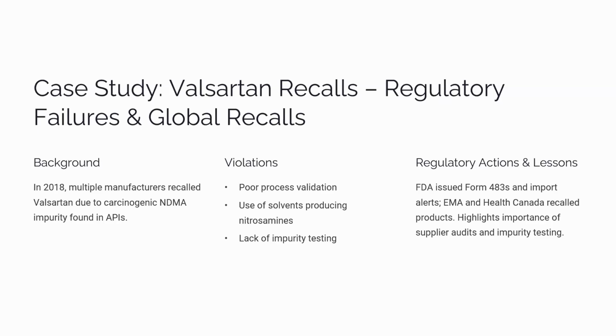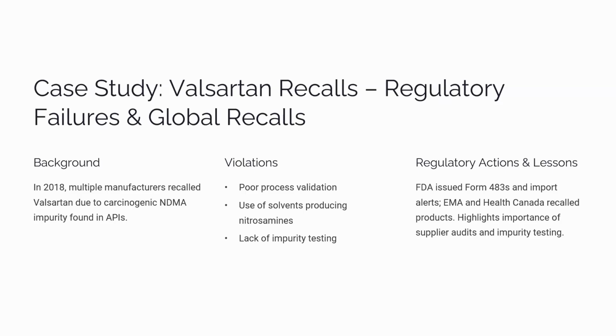Then there were solvents used which were responsible for producing nitrosamines. That was a violation that led to recalling the valsartan. And then there was lack of impurity testing. If you're not testing the product for impurities, then you're making a violation which might lead to recall of a product later on, right? So based on these violations, FDA issued Form 483s and import alerts to EMA and Health Canada, and therefore they had to recall the product.